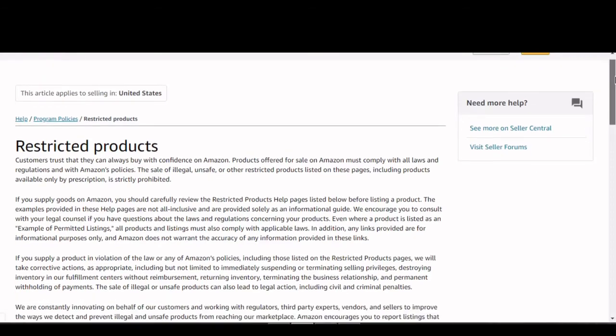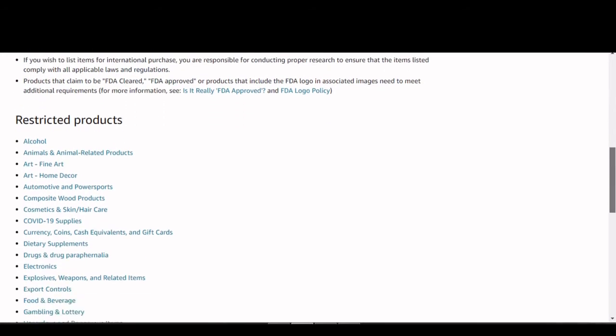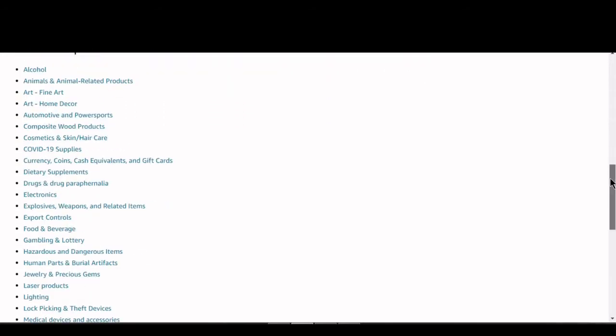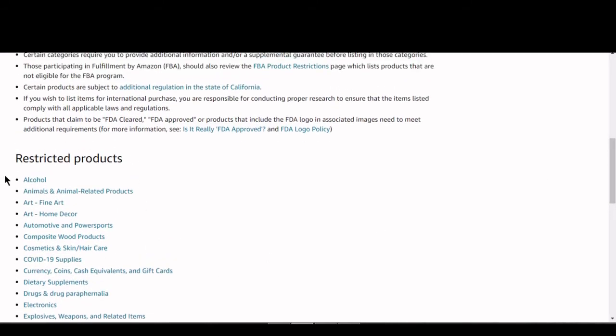and as you can see, here comes a list of products that are restricted on Amazon, and you have to avoid these products at any cost. You have to double check if your product fits in one of these categories or not.